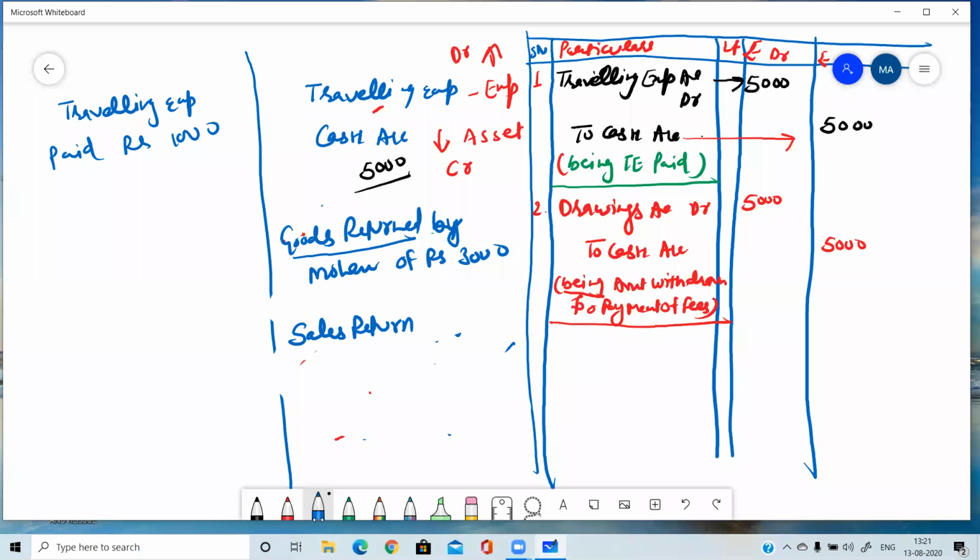Sales return. One account here is sales return, and the other account here is... When you sold goods, now you are returning them back. So what will happen, will the debtor decrease or the creditor decrease? Tell me. Whose account will be affected by sales return? Debtors or creditors? Yes, debtor.